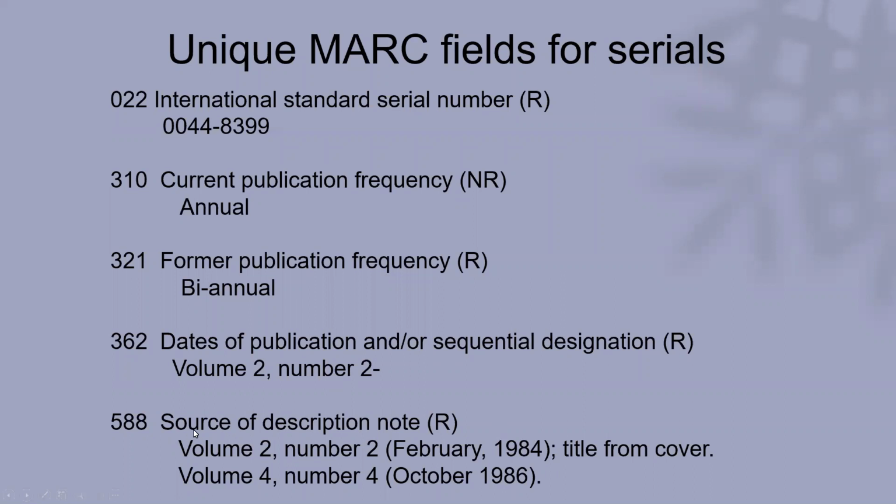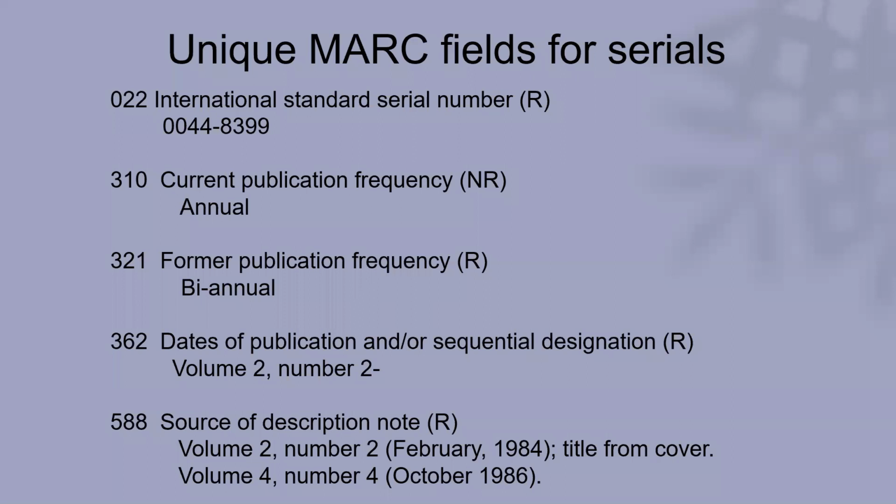MARC tag 310 is the current frequency of the serial, for example, annual, semi-monthly, biannual, every other, whatever. You get the point. Tag 321 is the former publication frequency. So when a serial changes its frequency of issuance, the current frequency will be recorded in the 310, and the former frequency will be recorded in the 321. You may not have a MARC tag 321 in your record if the frequency has always remained the same.